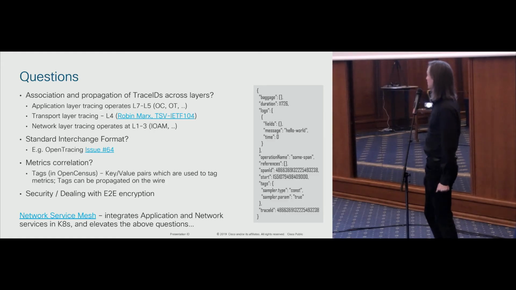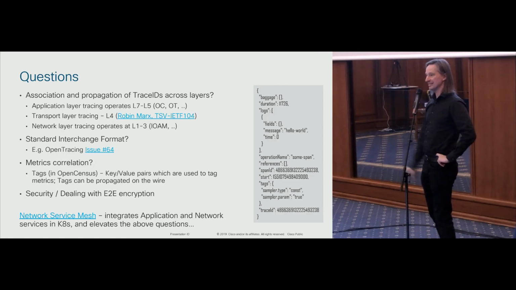There is an open discussion. It's still an open issue from an open tracing perspective. It's been open for 2 years now. And what I missed out on in this discussion is what happens at the transport layer. There was a really nice talk from Robin Marx on what happens with QUIC.